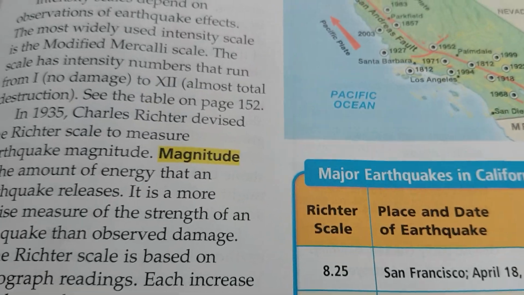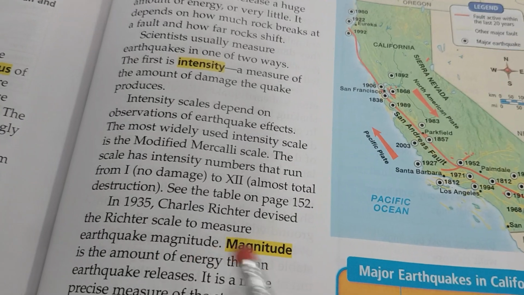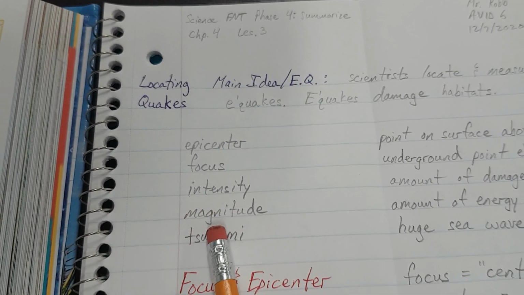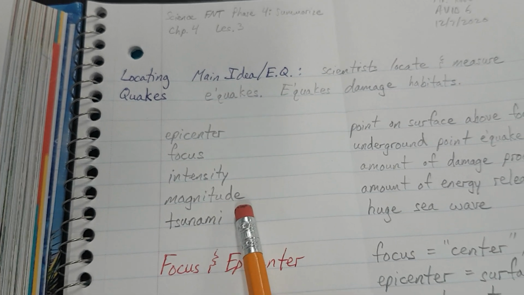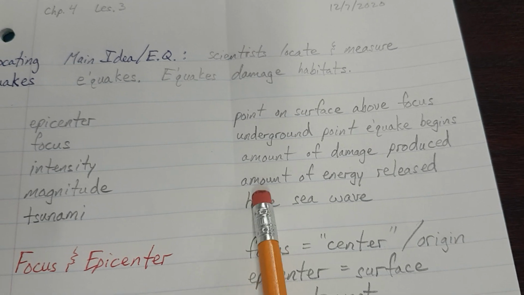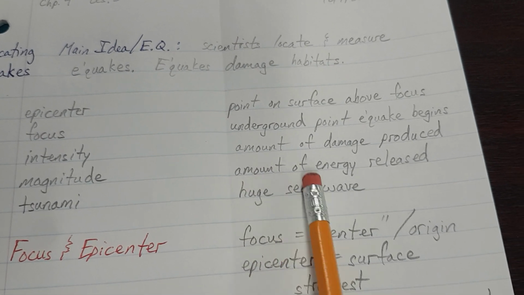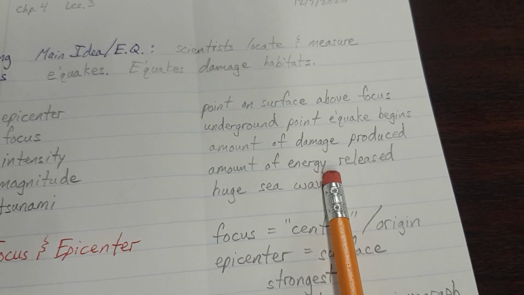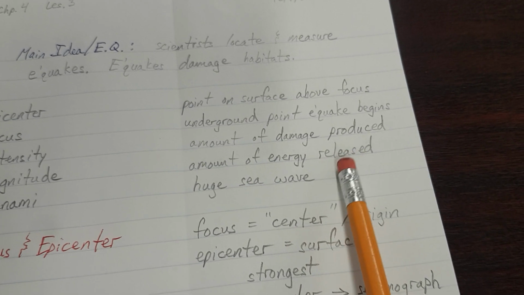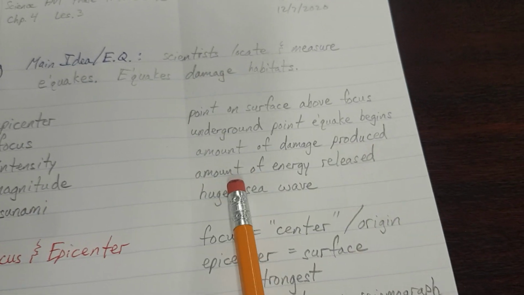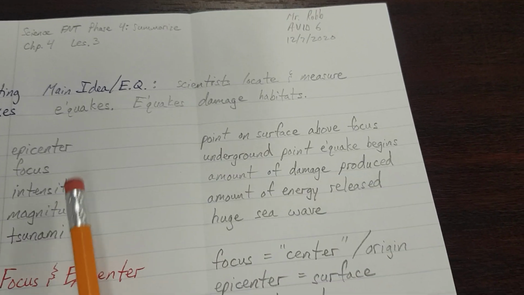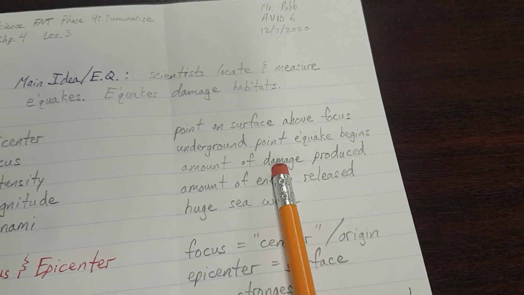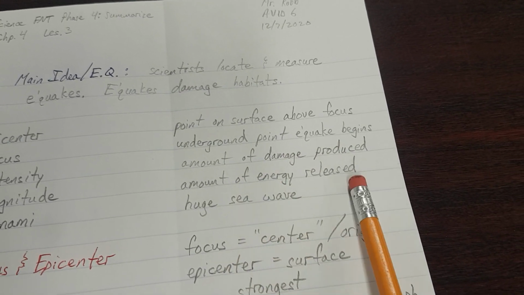Magnitude. Magnitude is the amount of energy that an earthquake releases. Energy released. Magnitude, M-A-G-N-I-T-U-D-E. Amount, A-M-O-U-N-T, of, O-F, energy, E-N-E-R-G-Y, released, R-E-L-E-A-S-E-D. Amount of energy released. So intensity looks at how much damage is produced. Magnitude thinks about how much energy was released. Kind of similar, but this is more about observing what you see in damage. This is about measuring how much energy is released.